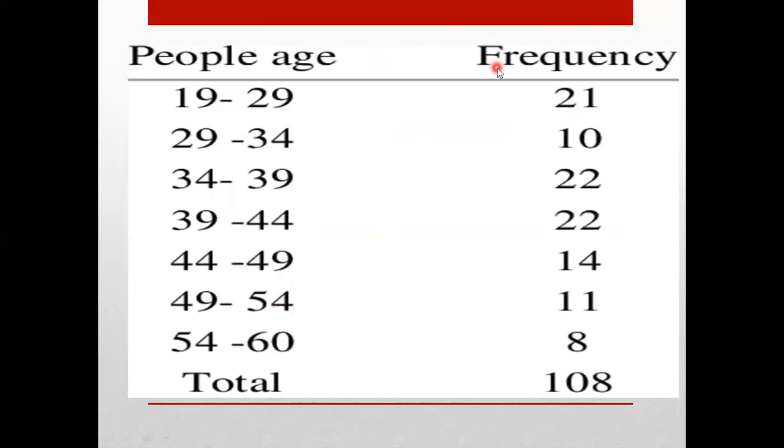Now here the information, for example, you are planning to carry out a survey in your society, and you want to find out how many people are in the age group of 19 to 29. Then 29 to 34, like this you have arranged a group. So you have decided the groups: 19 to 29, 29 to 34, 34 to 39, 39 to 44, like that you have arranged the group.